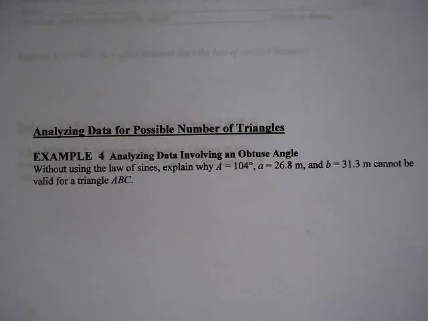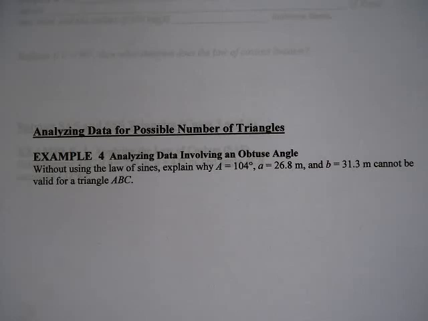Really no math to be done. They just want you to make sure that you understand and that you're thinking through this. So it says, without using the law of sines, explain why A equals 104, little a is 26.8, and little b is 31.3 cannot be valid for triangle ABC. So without doing any mathematical work, why do you think that this cannot be a triangle? We talked about this when we first started 7-1, I think, maybe, but you may have forgotten.